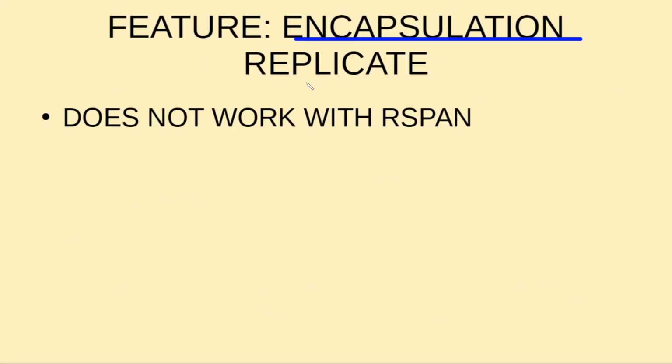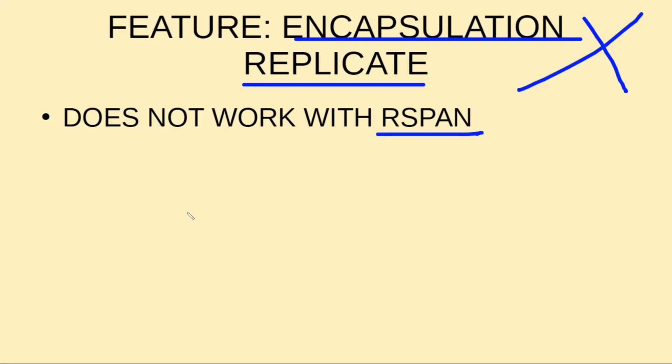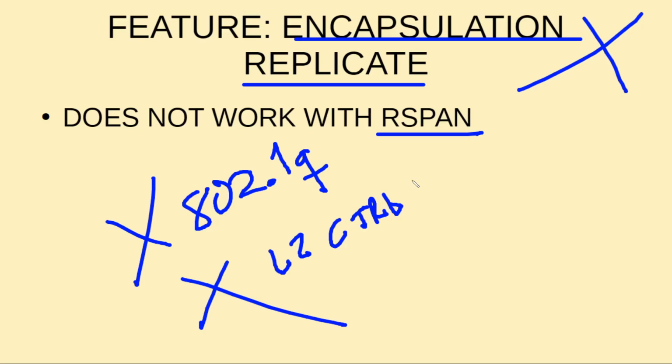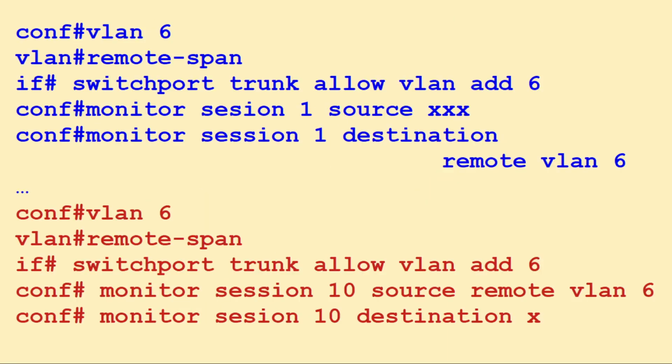Now, the encapsulation replicate feature does not work with RSPAN, so you are not able to know what the original tag was for the frames that you're monitoring. So you are not going to receive that. You are also not going to receive layer 2 control frames on the traffic that you are monitoring. Bear that in mind. Next, let's talk about how to configure remote SPAN.